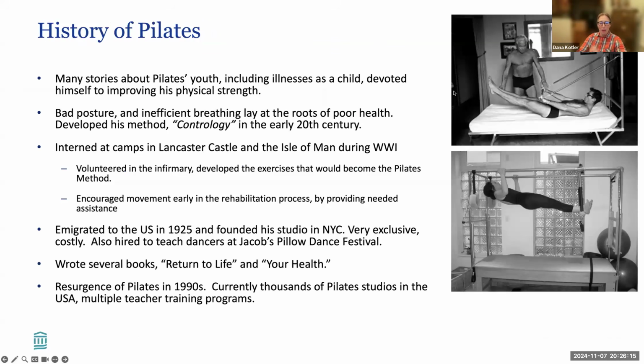There are many stories, many of which are probably myths, none of which are particularly well documented, about Joseph Pilates' youth, including having a bunch of illnesses as a child. So a lot of stories about how he ended up devoting himself to improving his physical strength based on some of his own issues with his health. His theory was that bad posture and inefficient breathing lay at the roots of poor health, and he developed his method, which he did not call the Pilates method. We call it the Pilates method, but he called it contrology, or the study of control, in the early part of the 20th century.